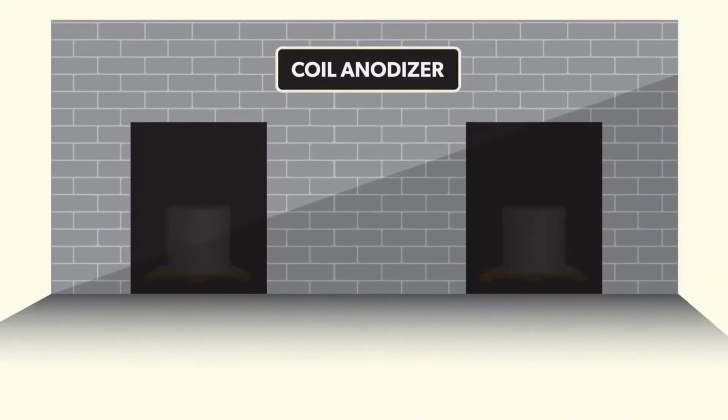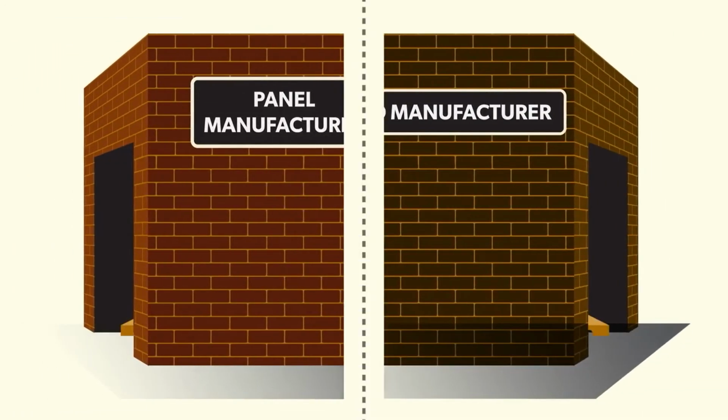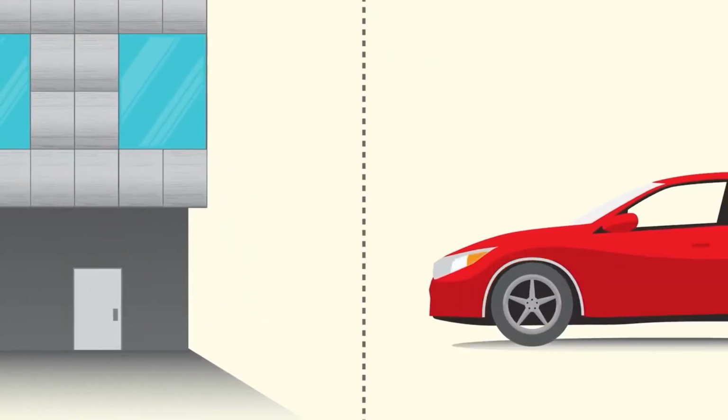From here, the finished anodized aluminum is shipped to clients who manufacture parts or panels, providing products for a multitude of markets and industries.